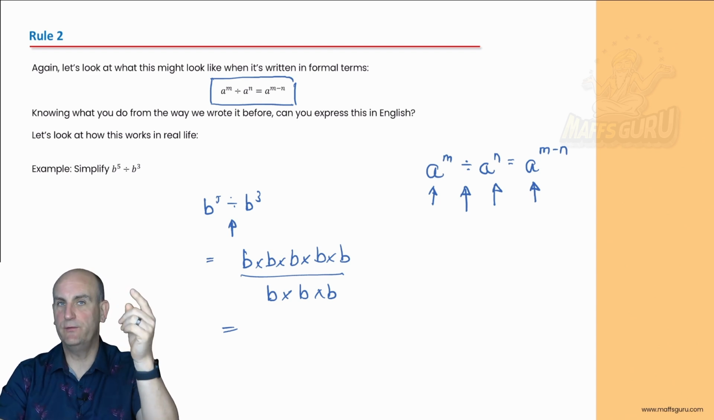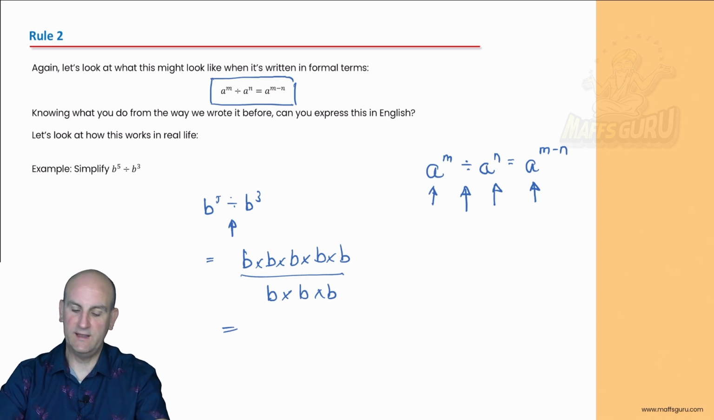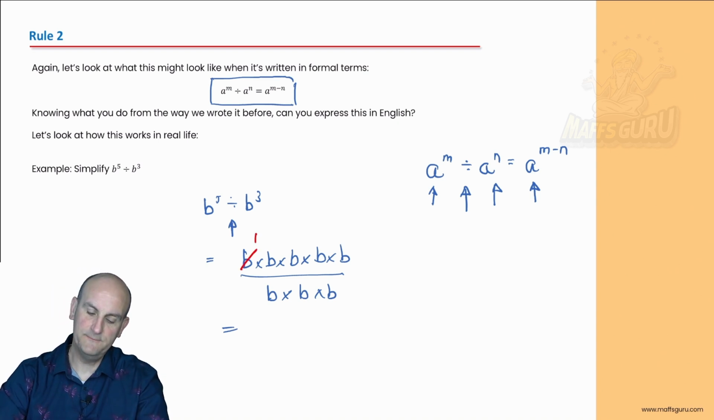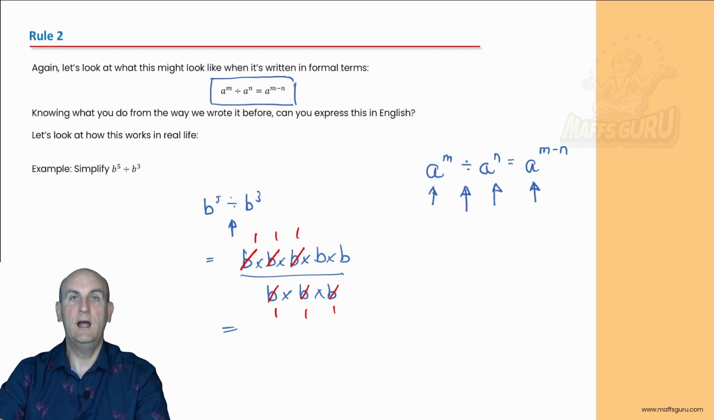So when we have something on the top and something on the bottom, they effectively become 1 because b divided by b is the same as 1 divided by 1. b divided by b, 1 divided by 1. b divided by b, 1 divided by 1. And there we go. Now I've got no more b's on the top and bottom that can cancel each other out. So what do I now have left?